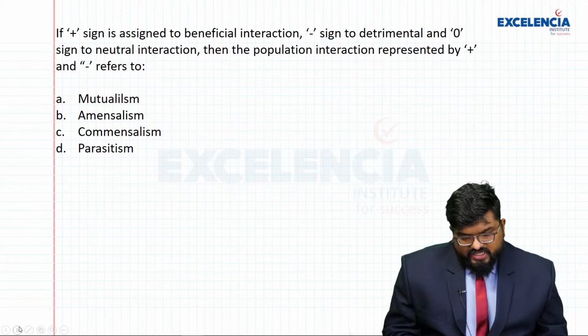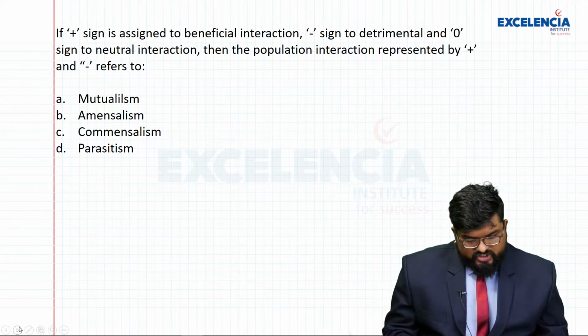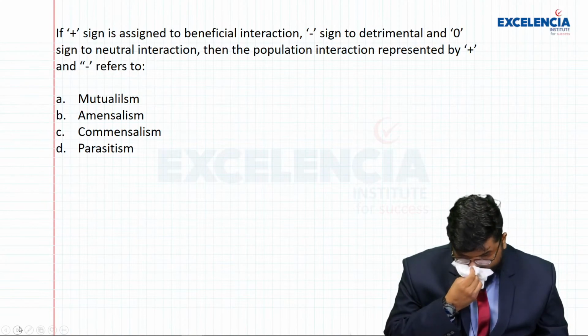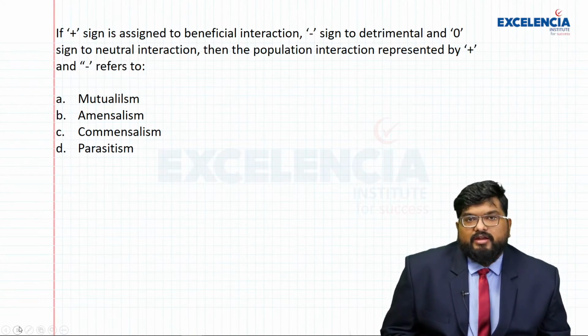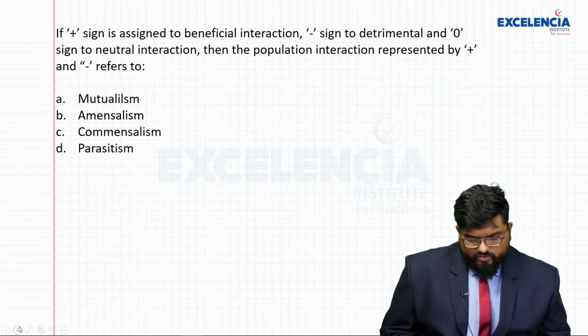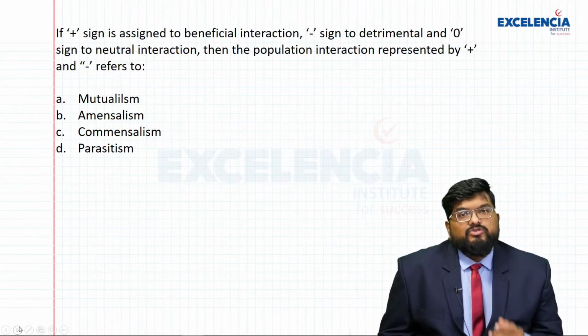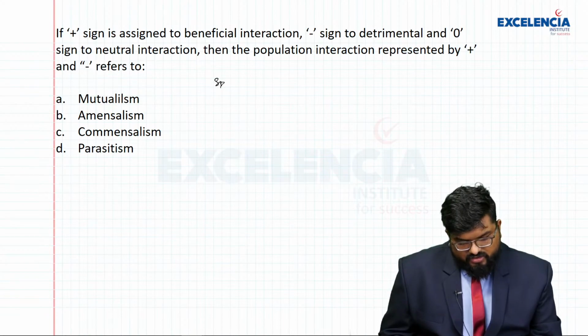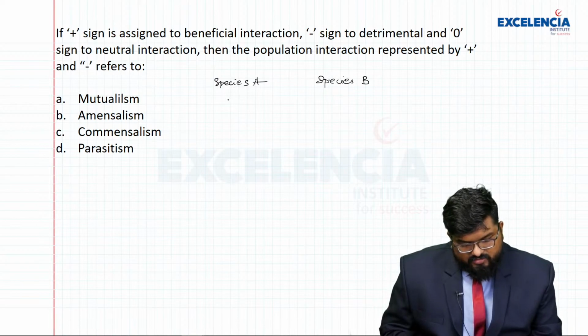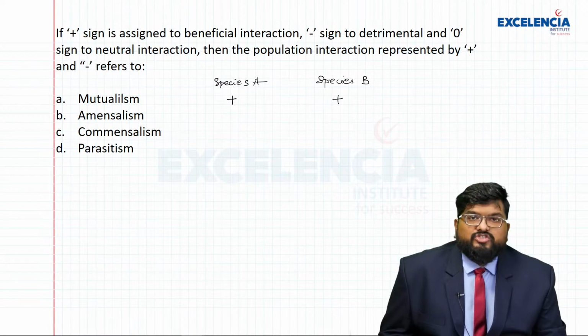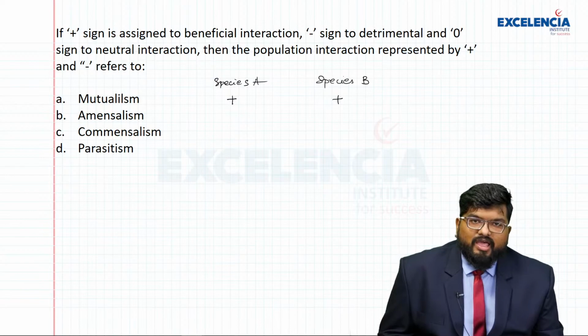Next, if the plus sign is assigned to beneficial interaction, negative sign to detrimental, and 0 sign to neutral interaction, then the population interaction represented by plus and minus refers to what? Mutualism is where you have species A and species B. In mutualism, both are benefiting from each other, correct? Both are benefiting from each other. So hence, both will have the plus sign.